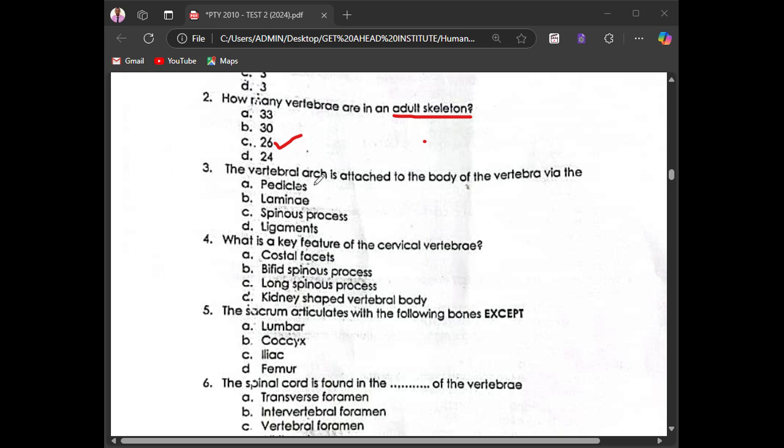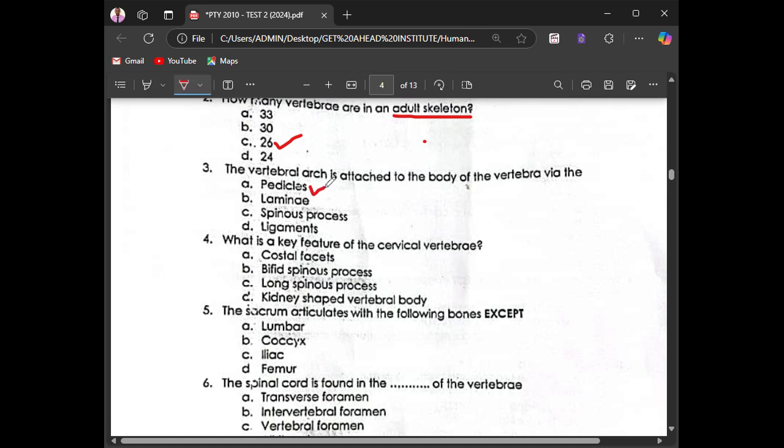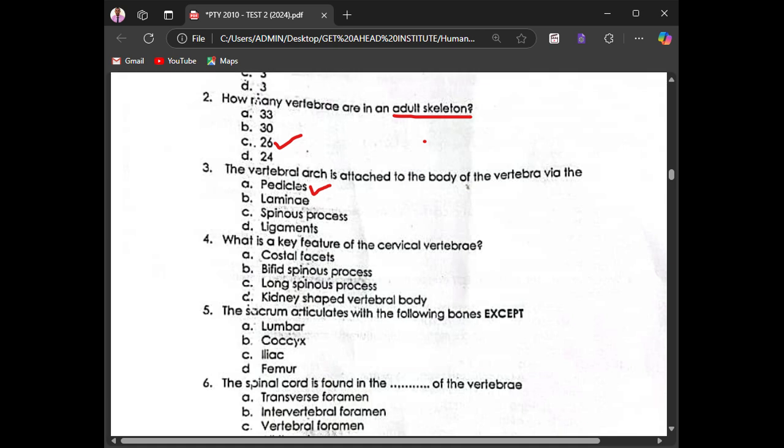Okay, so question 3, the answer is A. So just to comment, the pedicles attach the vertebral arch to the body of the vertebrae, while the lamina attaches the vertebral arch to the spinous process, if we put it that way. The lamina connects the vertebral arch to the spinous process, while the pedicle attaches the vertebral arch to the body of the vertebrae.